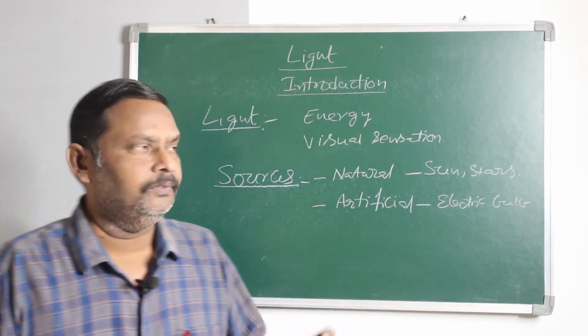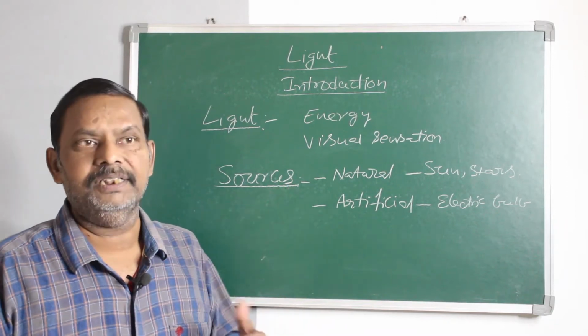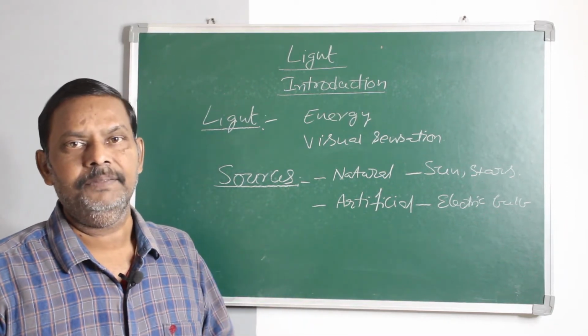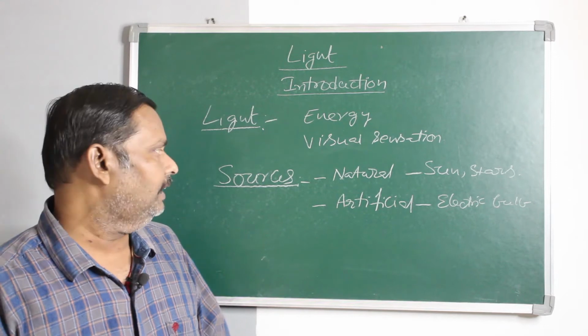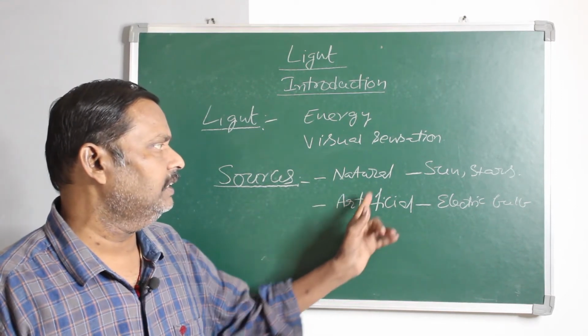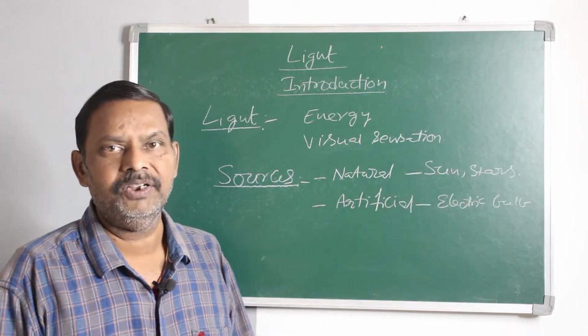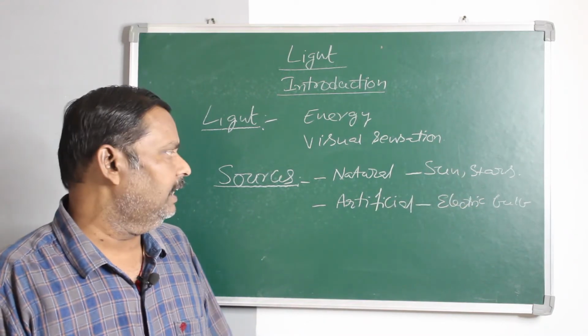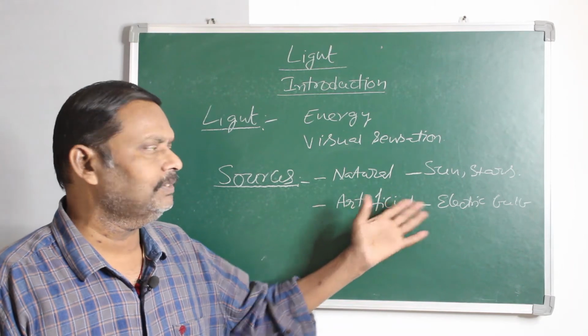So, the substance or the object from which we are getting the light energy is called a source of light. There are two types, natural and artificial. Sun and stars are examples of natural sources of light. Examples of artificial sources of light are the electric bulb.